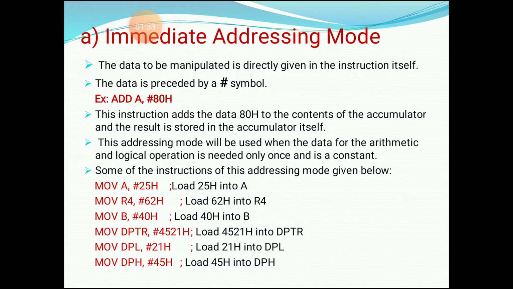Now let us see the immediate addressing mode. The data to be manipulated is directly given in the instruction itself. The data is specified by the symbol # in the instruction. An example of this addressing mode is ADD A, #80H. This instruction adds the data 80H to the content of the accumulator, and the result is stored into the accumulator itself.